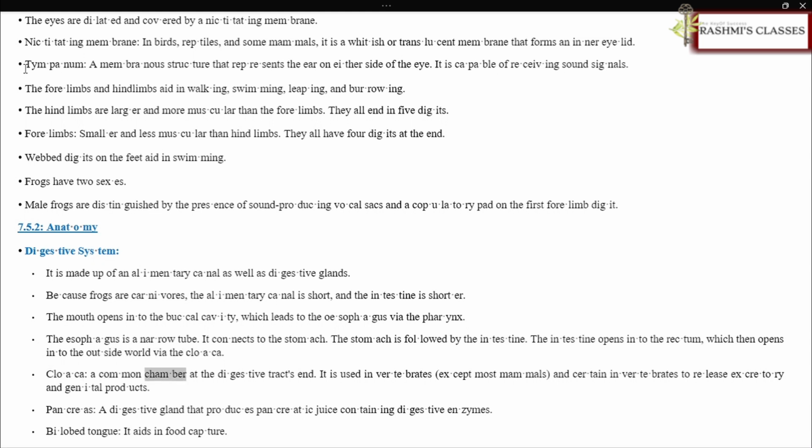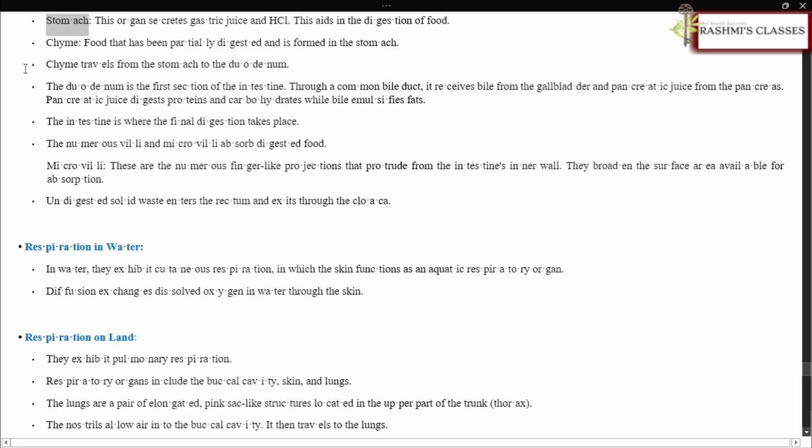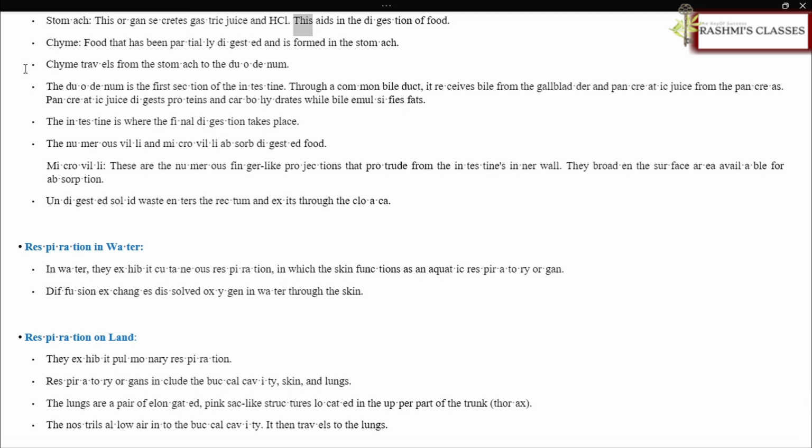Cloaca, a common chamber at the digestive tract's end. It is used in vertebrates, except most mammals, and certain invertebrates to release excretory and genital products. Pancreas, a digestive gland that produces pancreatic juice containing digestive enzymes. Bilobed tongue, it aids in food capture. Stomach, this organ secretes gastric juice and HCl. This aids in the digestion of food.